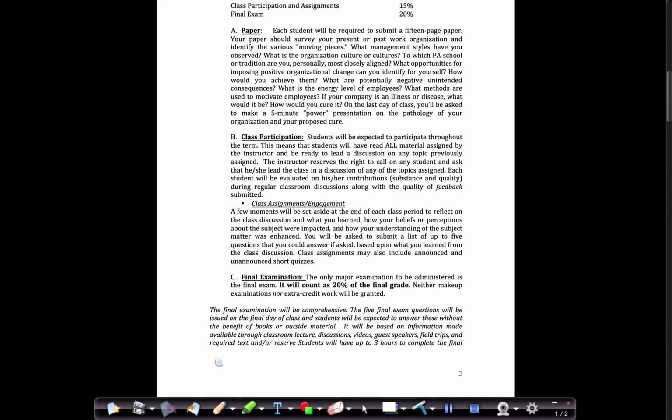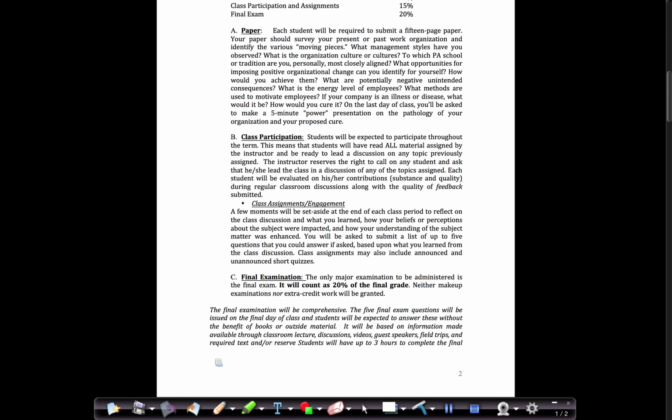Which school are you individually most closely aligned to? What opportunities for improving positive org change can you identify for yourself and for your organization? How would you achieve that change? What are some potentially negative unintended consequences of that change? So all that I indicate in section A here on your paper, please look at that.